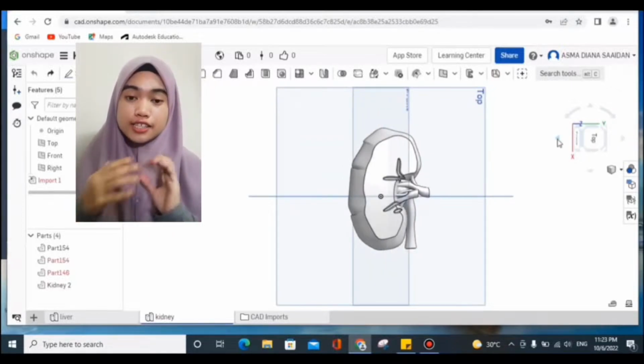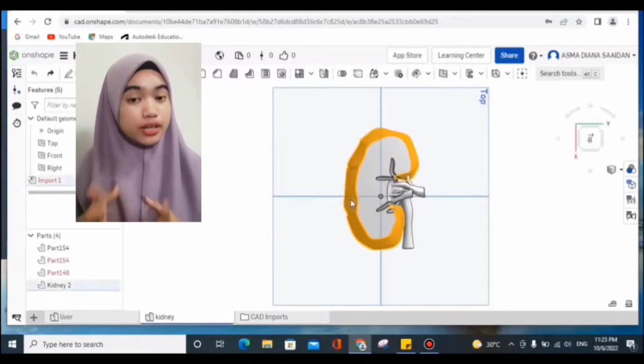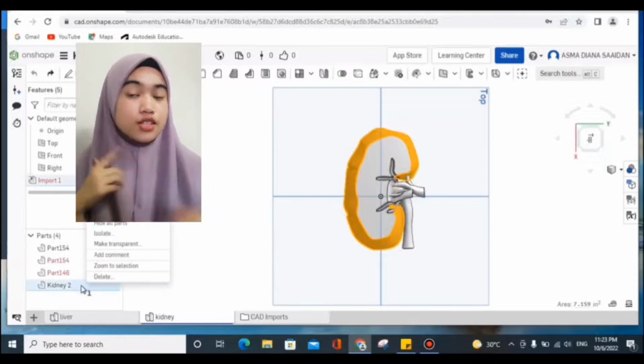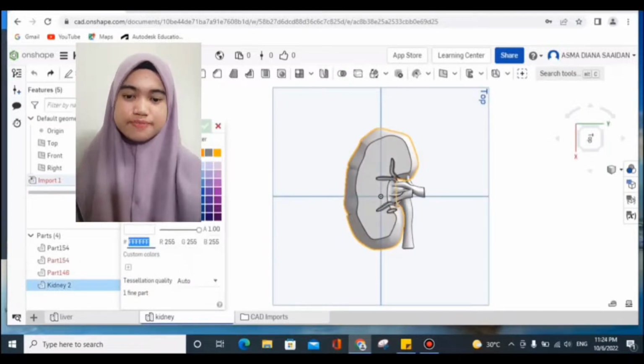Okay, actually the kidney has many parts and I will explain them one by one. The first one is the renal capsule. It is an outer membrane that surrounds the kidney. It is thin but tough and fibrous.